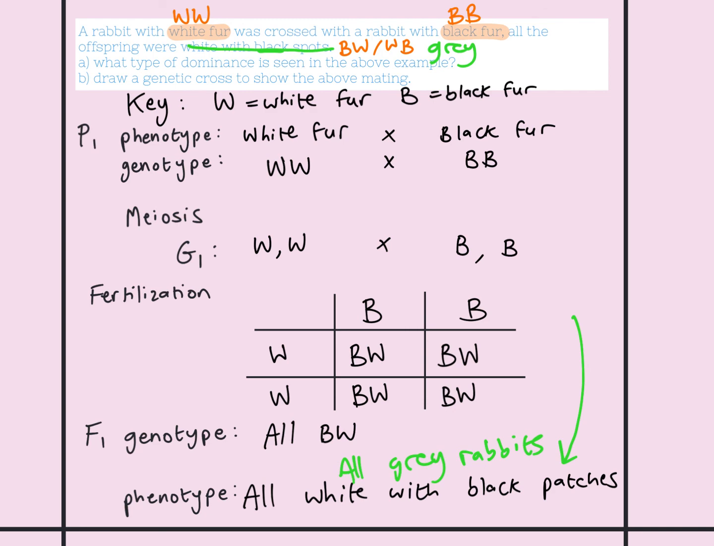So incomplete and codominance are very similar. It's just about interpreting what information you are given and doing a cross and translating the genetic composition or the genotype of the offspring into the correct phenotype. And in this case, it needed to be for codominance, which is about having patches or spots.